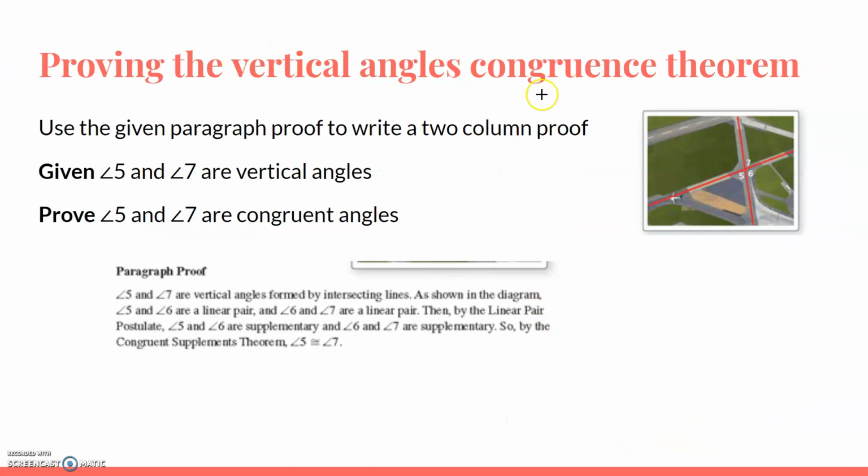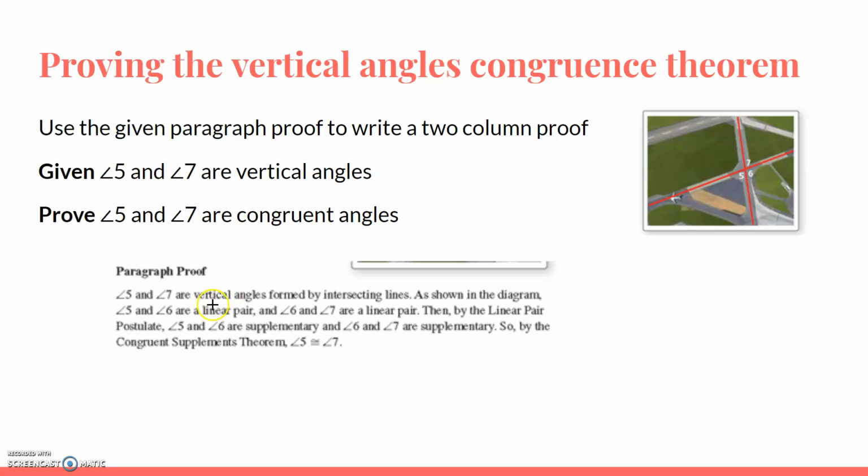Alright, so proving the vertical angles congruence theorem. You're given a paragraph proof to write a two-column proof. You're given a diagram. You're given that angle 5 and 7 are vertical angles, and then you have to prove that angle 5 and 7 are congruent angles. Pause the video, give it a shot, come back for the right answer.